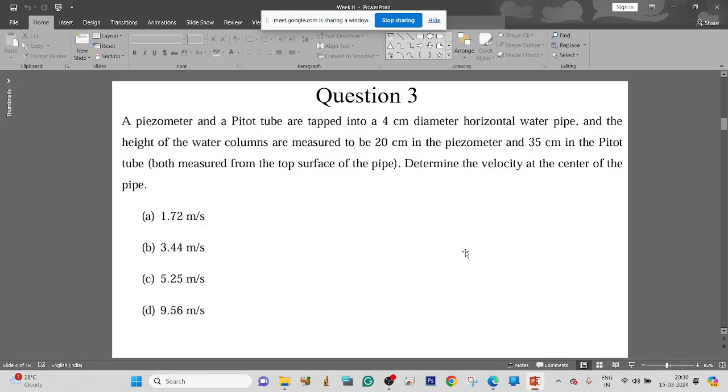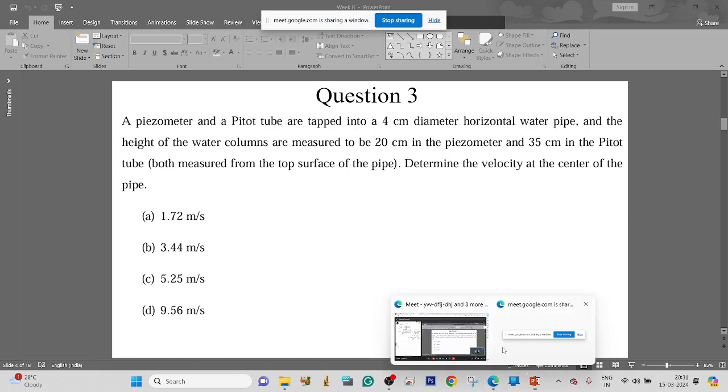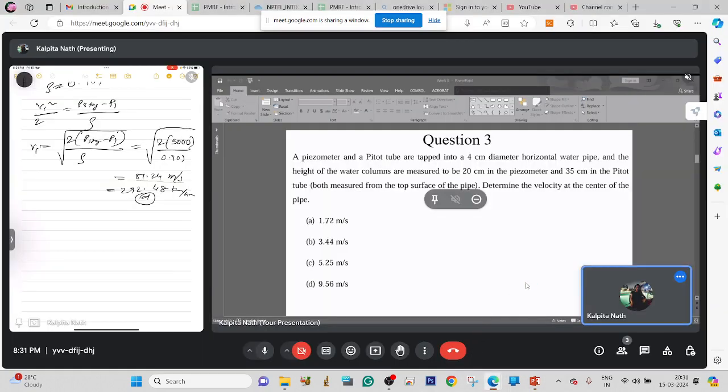now this is the third question where a piezometer and a pitot tube are tapped together at a 4 centimeter diameter horizontal water pipe, and the heights of the water columns are measured to be 20 centimeter in the piezometer and 35 in the pitot tube. Both measure the top surface of the pipe. Determine the velocity at the center of the pipe. Very easy, you already know the formula, you already know the basics of what physics has been applied, so you can clearly find it out. So I'll give you 2 minutes for this and then we'll proceed with the solution. I'll just come back.